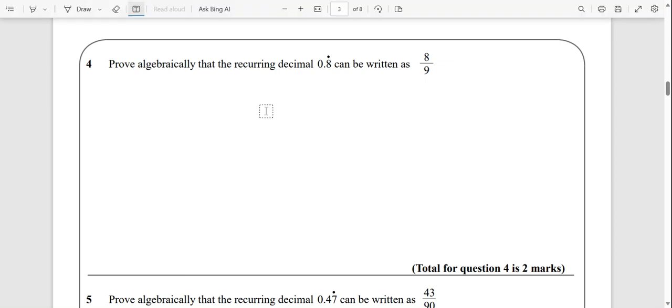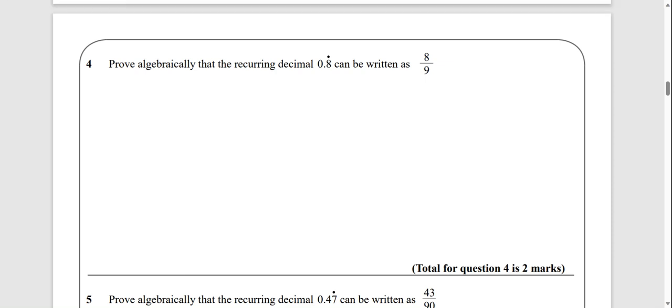Okay, for this video, we're going to look at recurring decimals as fractions. And it's really important now as we get into that higher level of maths that we're understanding what prove means. A synonym for prove would be to show that. Okay, so we need to show that 0.8 recurring can be written as 8 over 9.